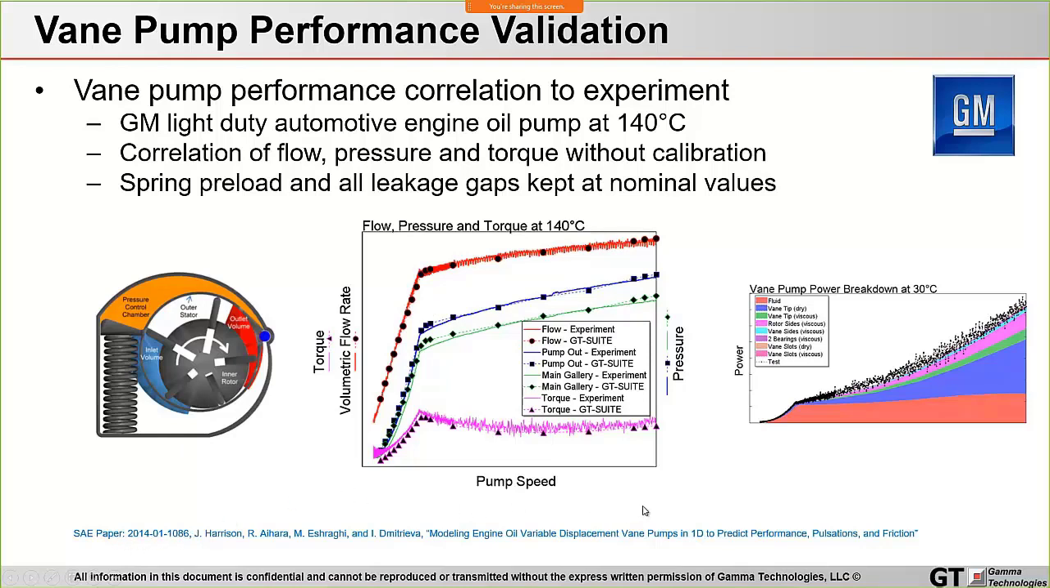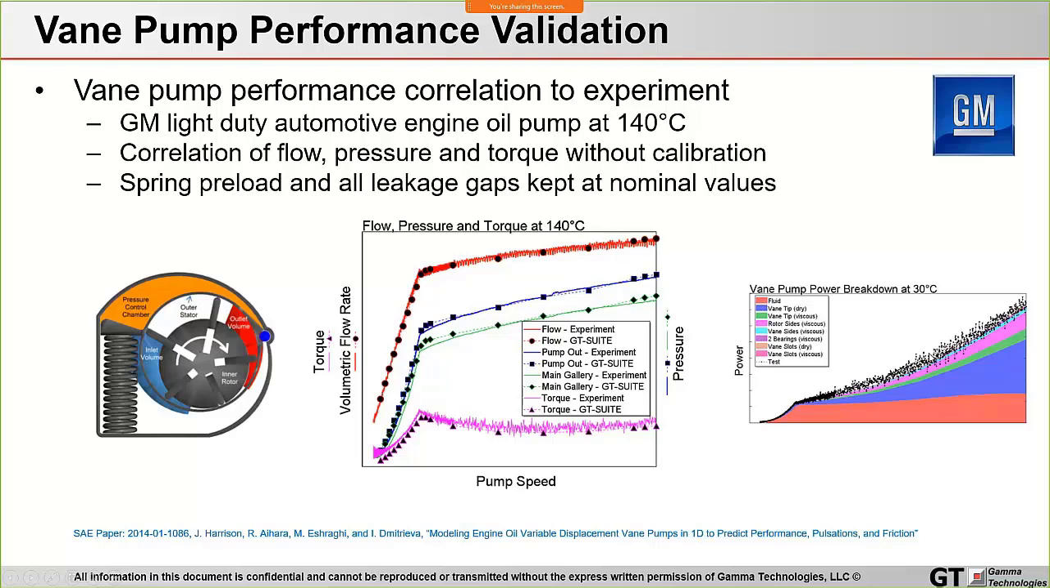And the goal of this was to see how predictive GT could be in predicting the performance, including flow rate from the pump, and looking at delivery pressure and dynamic displacement and drive torque requirements for the pump at given operating conditions. And you can see the agreement is quite good with test overall, as different pump speeds and also different temperatures were studied in this paper.